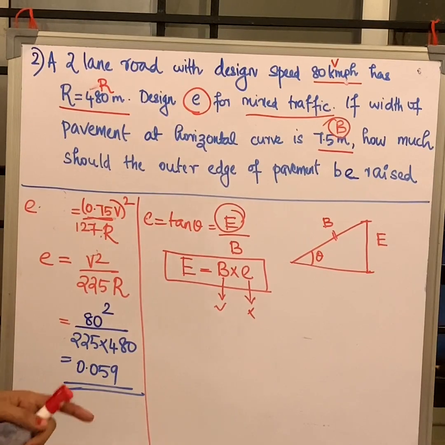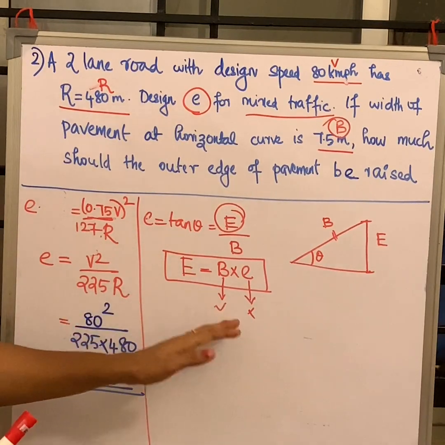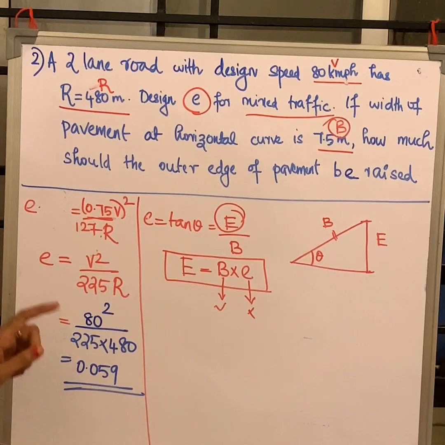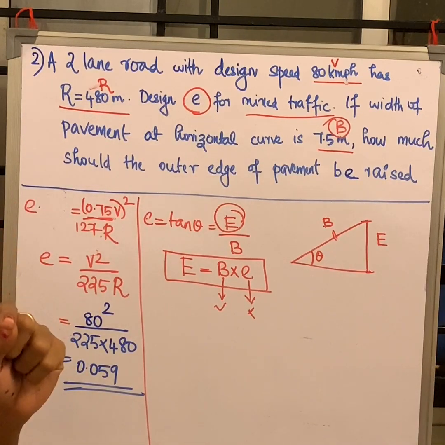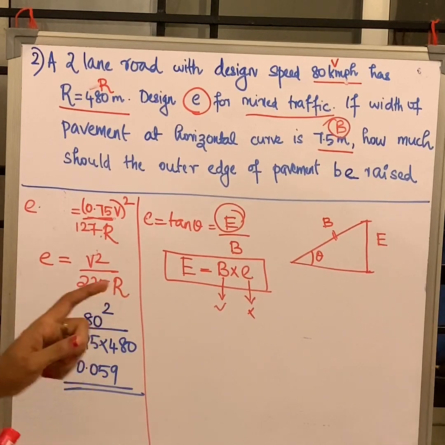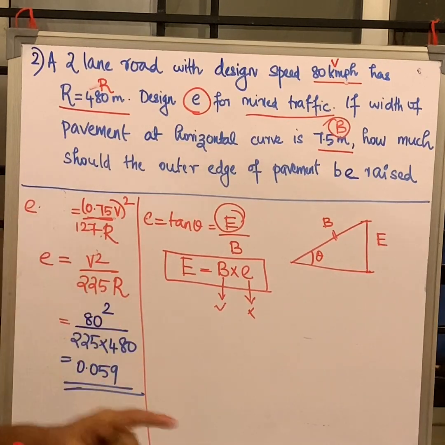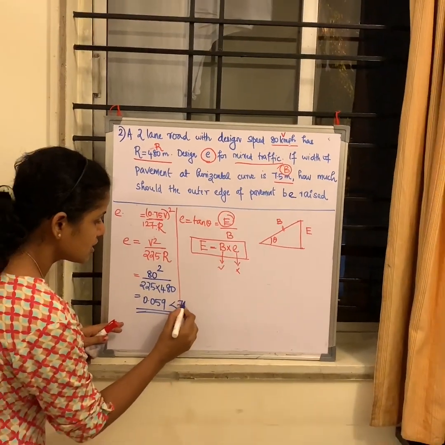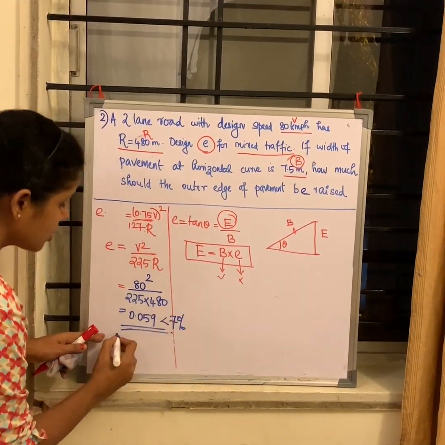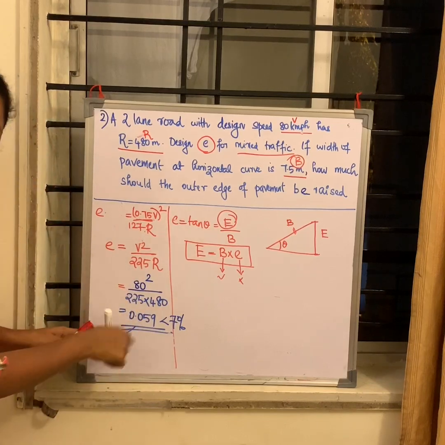Now, don't just use it straight away. Please recollect that super elevation has a limiting value. The maximum limiting value is 7%. So you need to always cross check the design super elevation you got. If it is less than 7%, adopt that value. Otherwise, limit it to 7%. In this case, I got a value which is less than 7%, so I can take this design value.